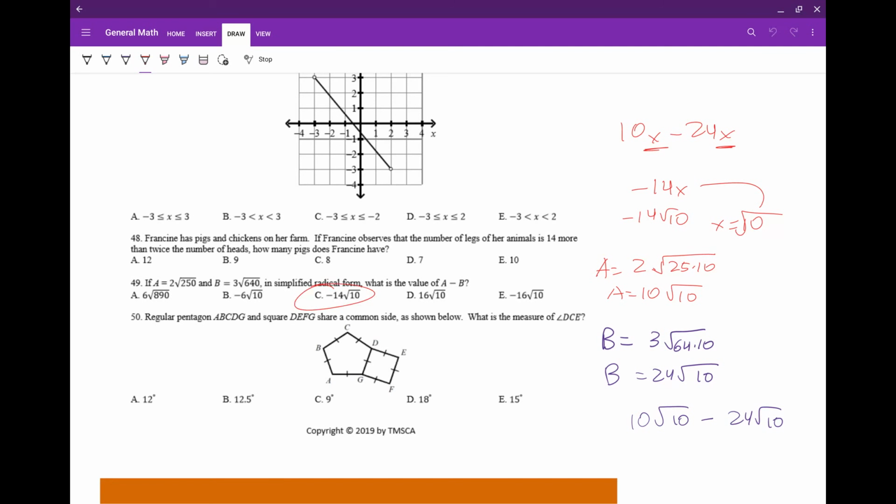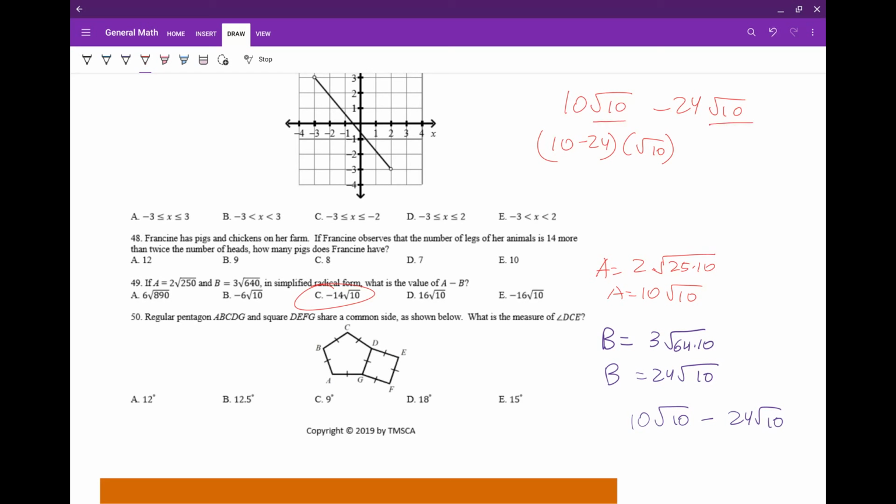And the reason you can combine like terms is because of the distributive property. And so if you had 10 times the square root of 10 minus 24 times the square root of 10, and this is also the reason why solving by grouping works for quadratic equations, you could do 10 minus 24 times the square root of 10. It's the reverse distributive property. You combine the coefficients when the other component is the same. So because root 10 and root 10 are the same, you can combine these coefficients.